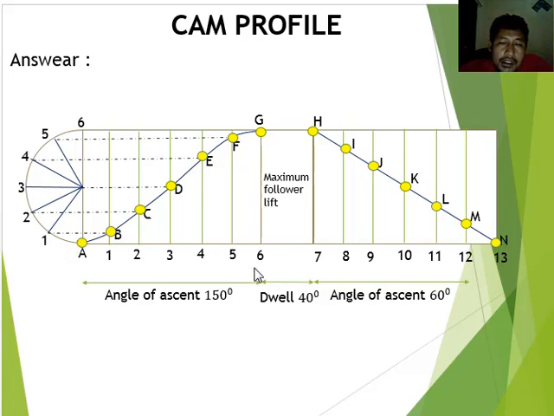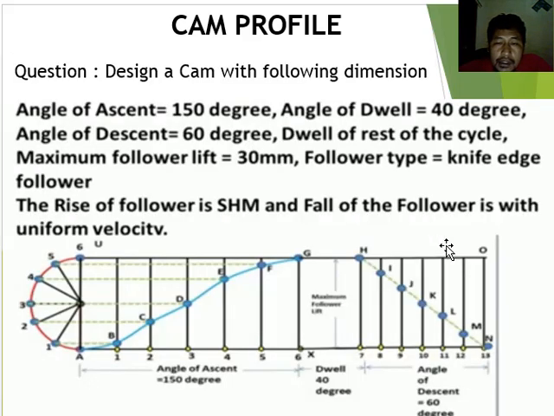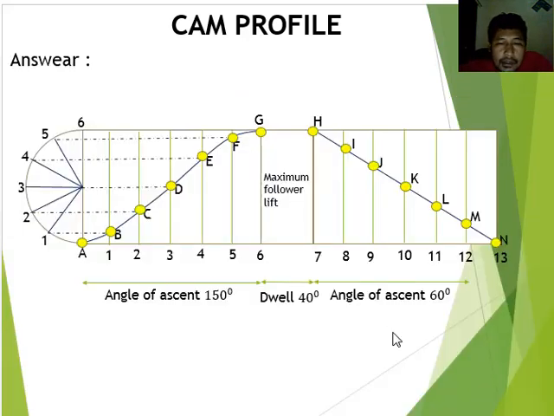And then the second motion is dwell. For the problem example, the dwell has 40 degrees. The dwell is stationary, for points G and H. This is the maximum lift of the follower.